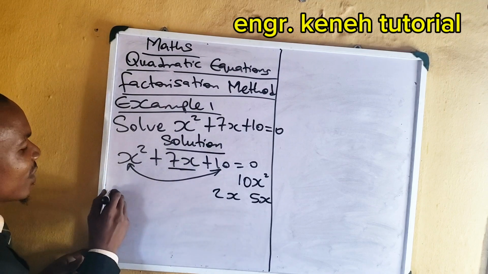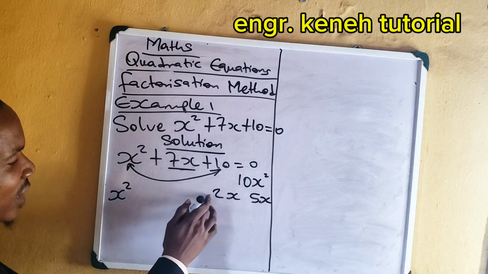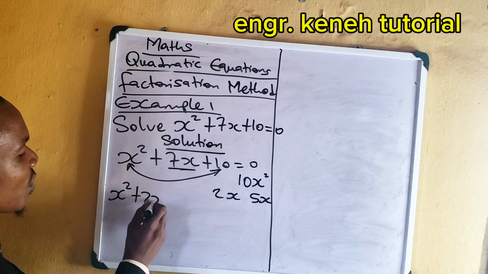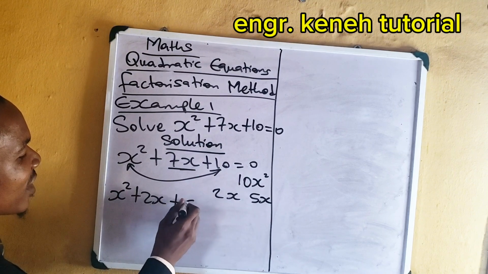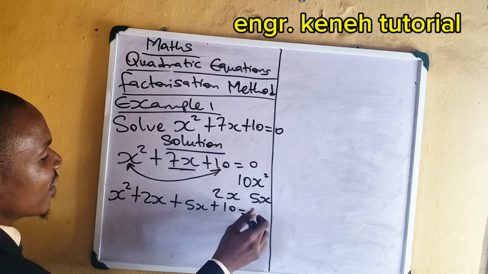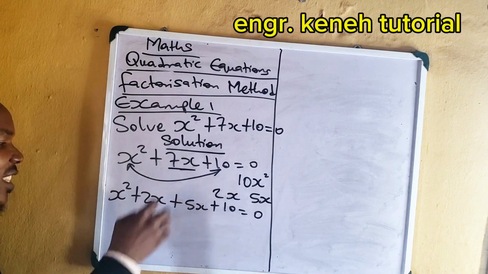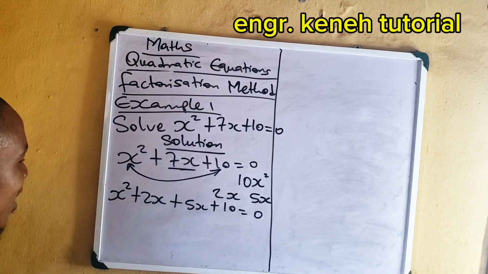So we now have x squared. We now write this one. This is positive, that means plus 2x. This is also positive, that is plus 5x. Then you write what you have here, which is plus 10. Everything equals 0. When you say this plus this, it gives us the same meaning as this one. So we are using this now to solve.